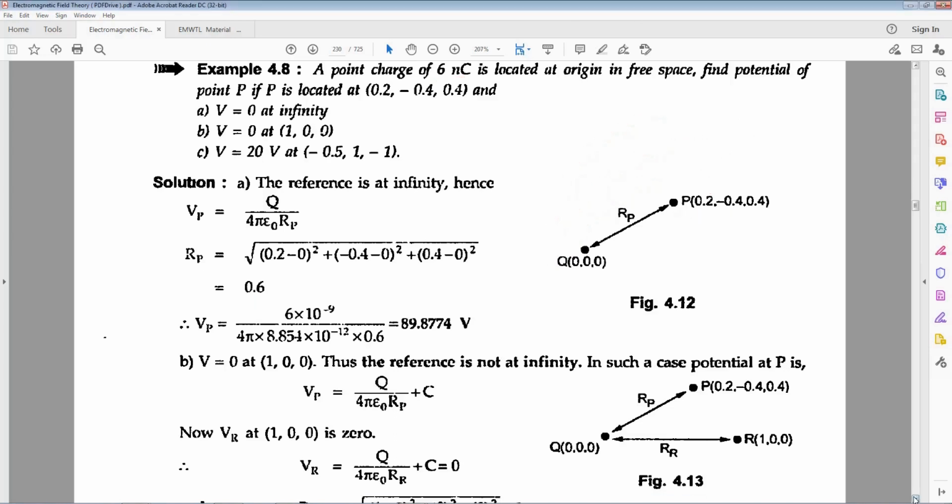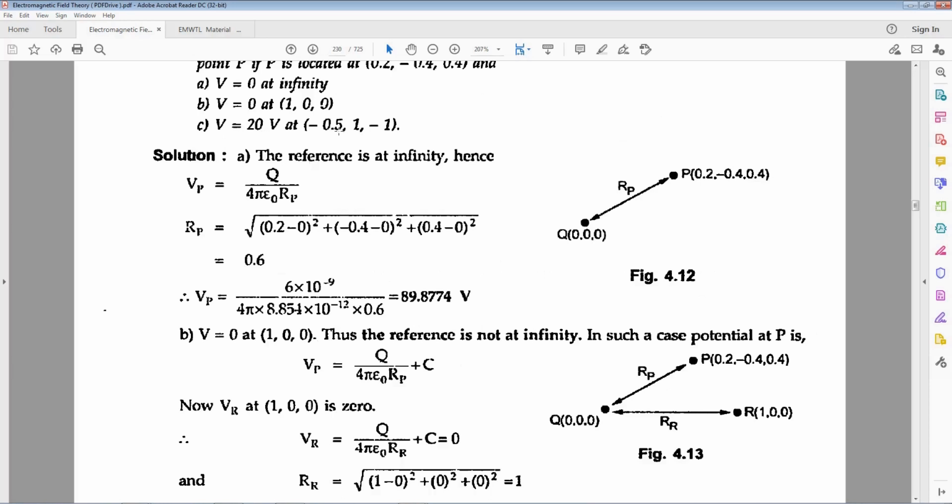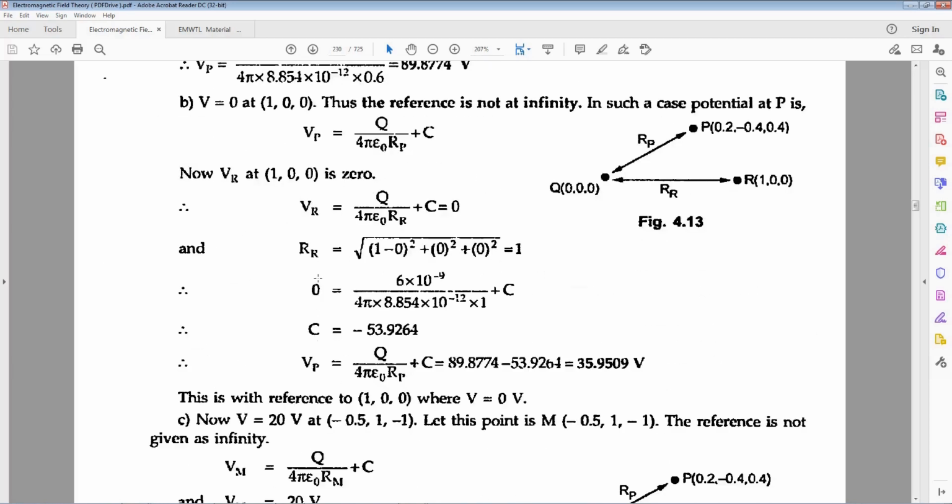I can find here for the given values of R when I'm assuming 100. So 100 means again you can take the R value: 1 minus 0, 0 minus 0, and 0 minus 0, the value is 1. They're saying that in this case, the voltage is 0. So the voltage is 0, and 6 into 10 to the power of minus 9, 4 pi into 8.85 into 10 to the power of minus 12 into 1. I take it as plus C. The C is equal to.